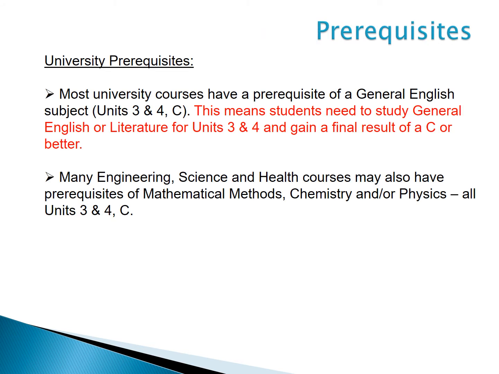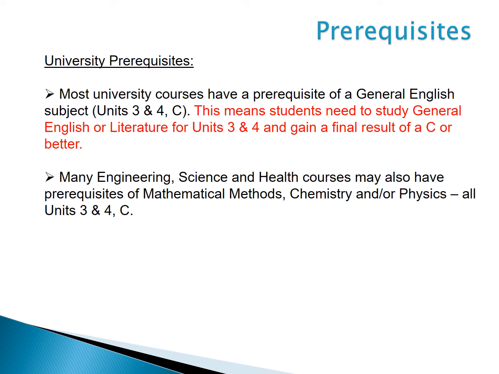University prerequisites. So most universities insist on a prerequisite of general English. Now, the units 3 and 4 are studied in grade 12, and you need to exit at least on a C. So this means that students need to study general English for those units. Now, it doesn't make sense to do just units 3 and 4, so you have to do units 1 and 2, that's grade 11, and gain a final result of a C or better.